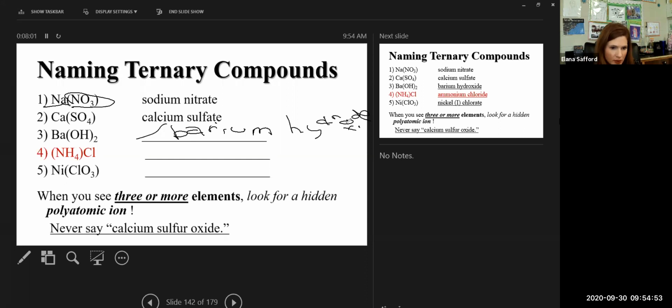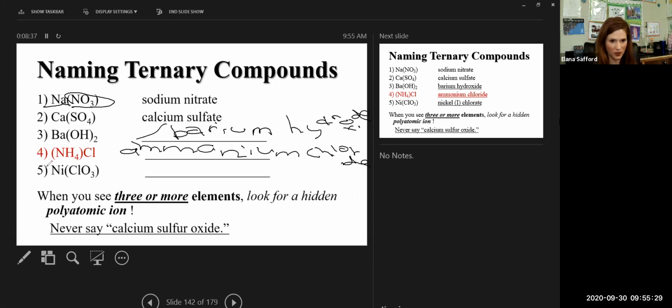This next one is interesting because it's not starting with the metal, right? And that's because right side there I have my one exception. So this is the exception. This is the ammonium. Okay? Ammonium chloride. And cut off. So you can see it up here too.